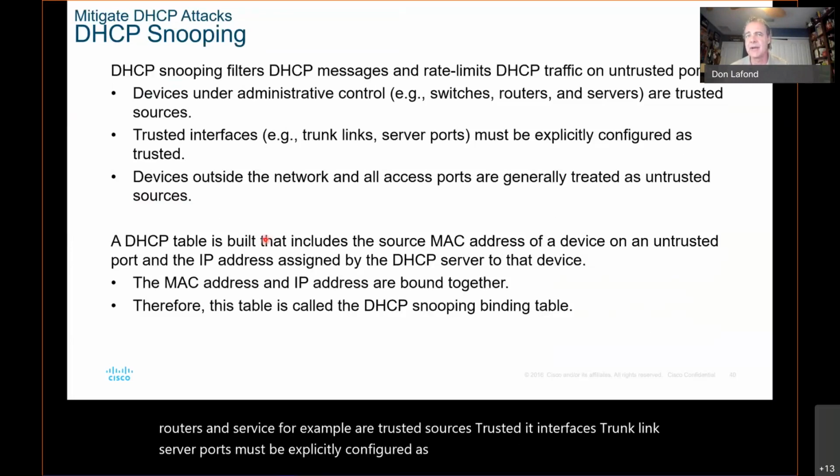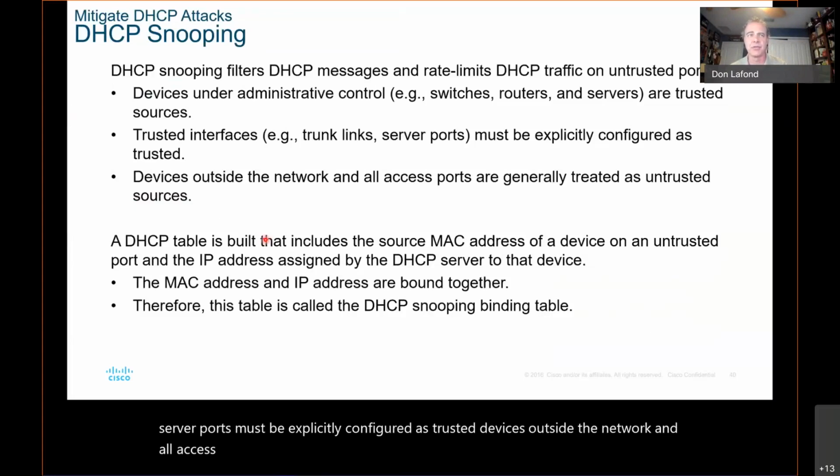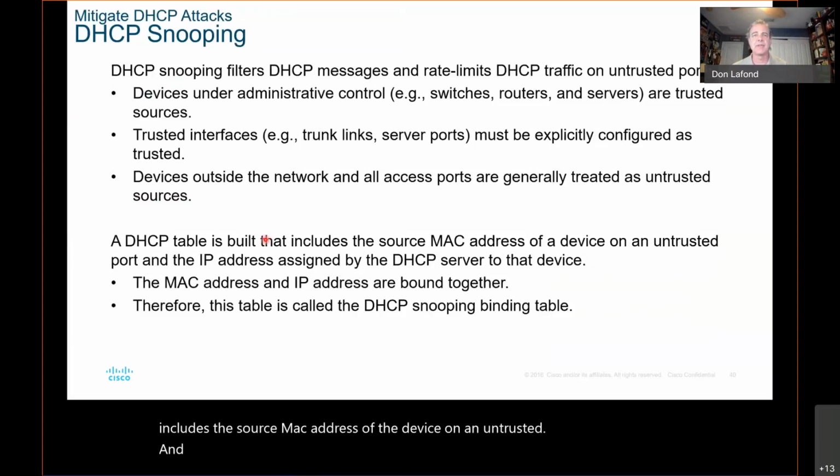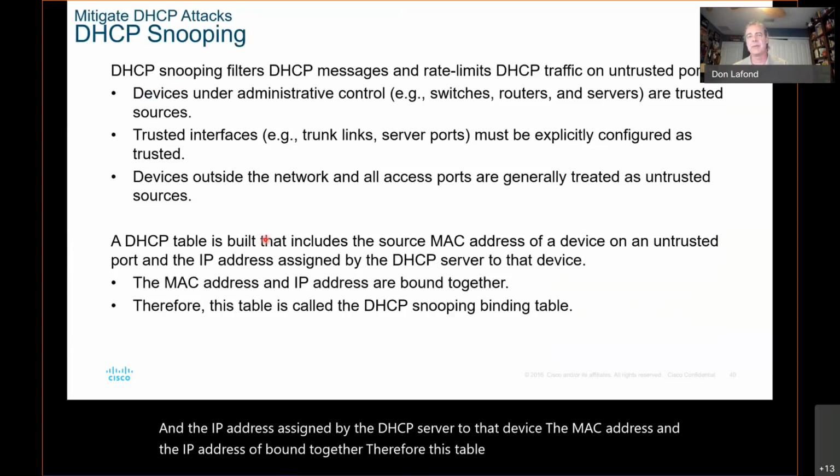Devices outside the network and all access ports are generally treated as untrusted sources. A DHCP table is built that includes the source MAC address of the device on an untrusted port and the IP address assigned by the DHCP server to that device. The MAC address and the IP address are bound together. Therefore, this table is called a DHCP snooping binding table.